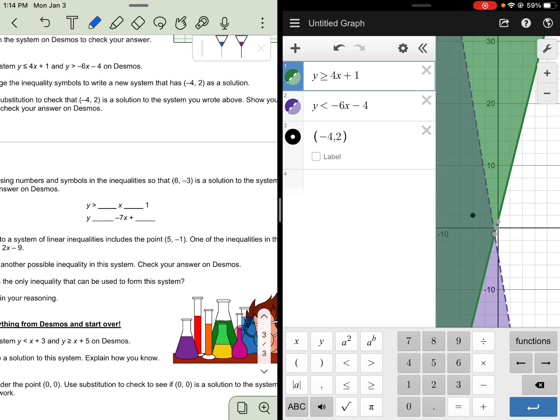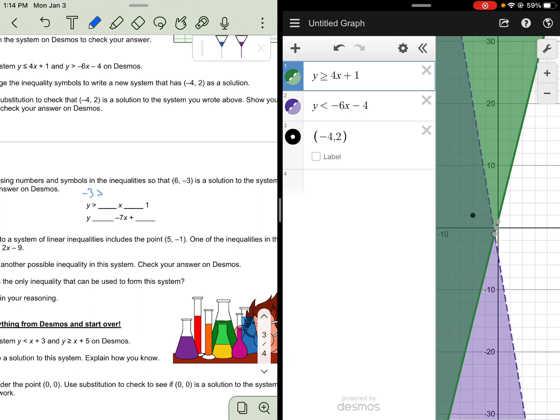so what we need here, negative 3 for y has to be greater than something times x and then plus or minus 1. So if we make x like negative 5, so we make this negative 5x and then plus or minus 1, it doesn't matter. That's going to give me negative 3 is greater than negative 5 times 6 plus 1, which is negative 3 is greater than negative 29, which is true.